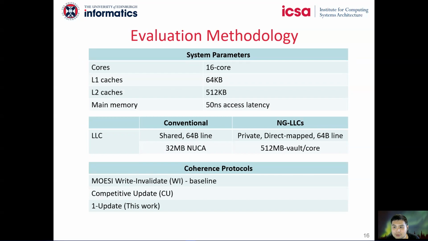So let's have a look into the evaluation method. Basically, we have a 16-core setup with private L1 and L2. For the conventional LLC, we use 32 megabytes, and for NG-LLCs, we have 512 megabytes capacity per core. And for coherence protocols, we evaluate the baseline MESI write-invalidate, CU, and the proposed one update.